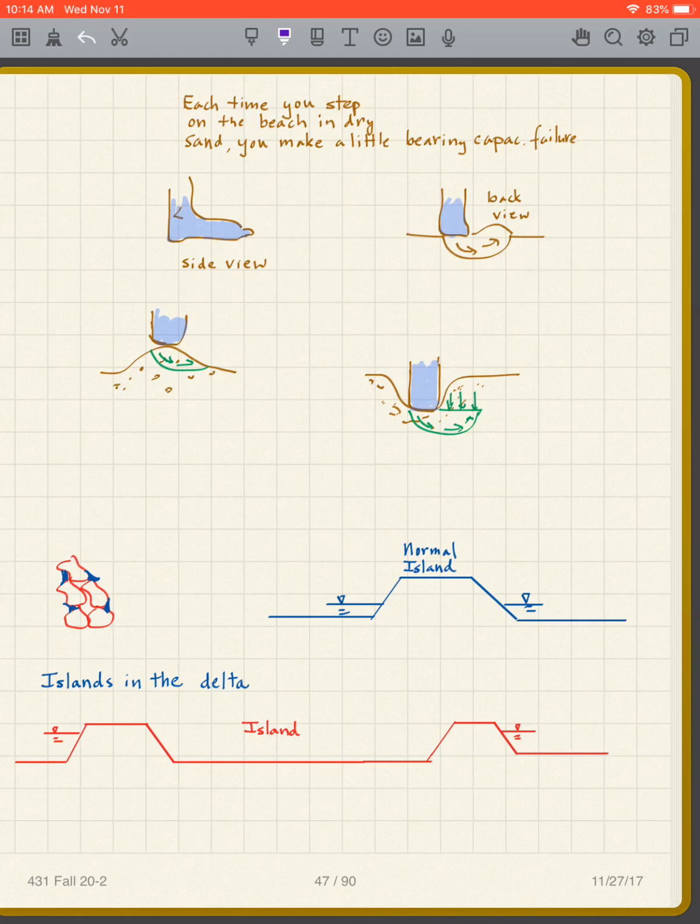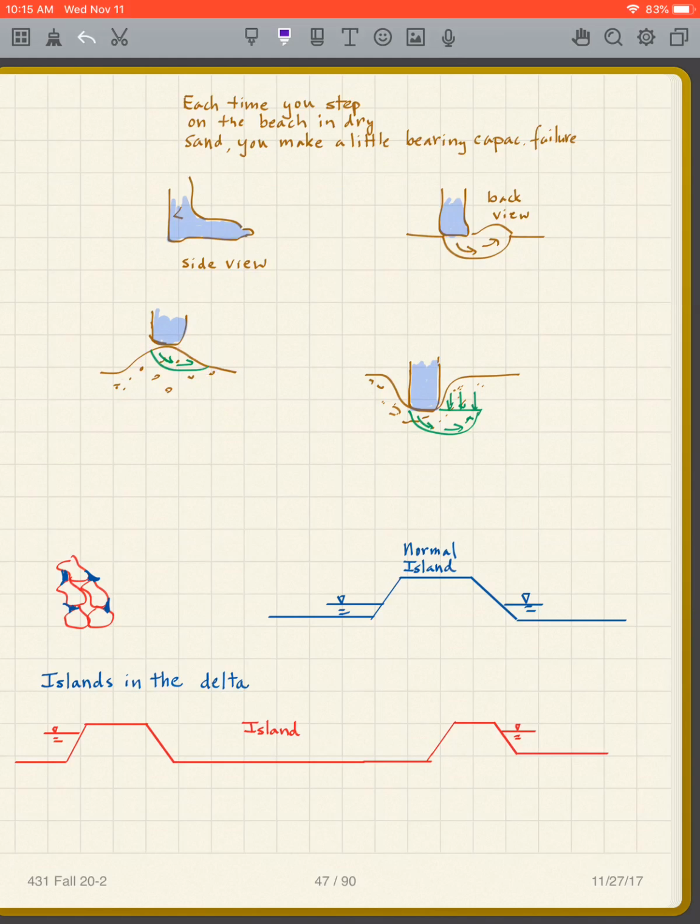Well, what happens? You step on the beach and your foot sinks in, right? And if you look, you get a little pile of sand on the outside. And the sand goes up. So you're getting a little bearing capacity failure there. Now, if you step on a humped area, what happens? Well, you get a failure like this.